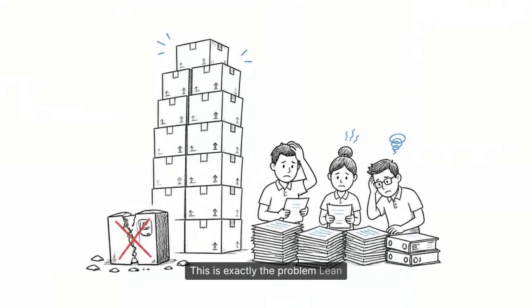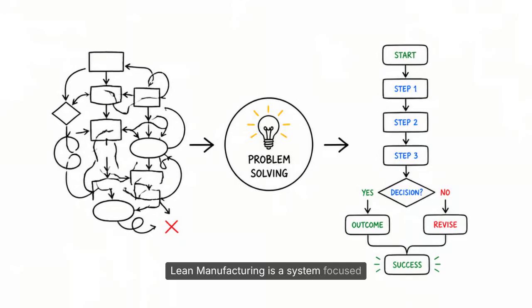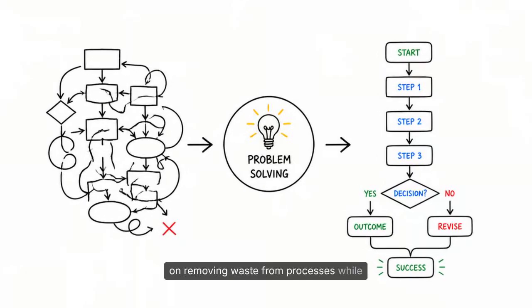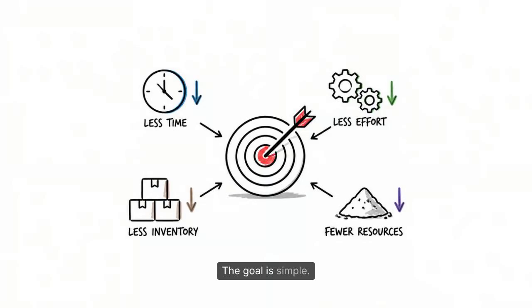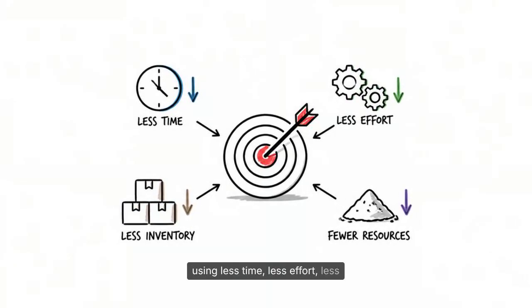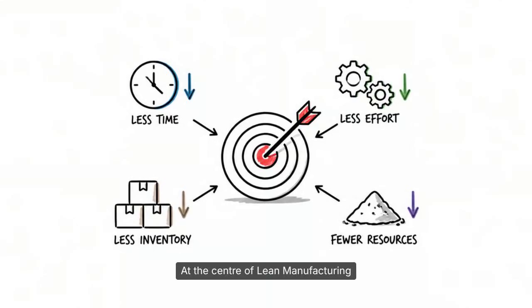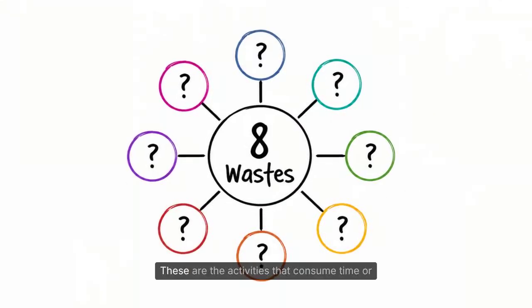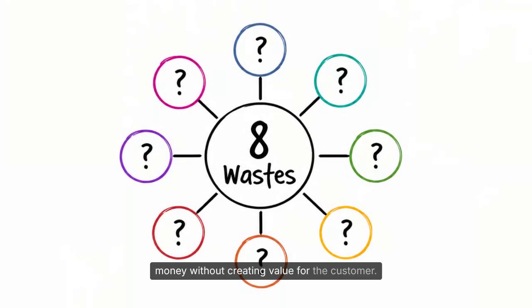This is exactly the problem lean manufacturing was designed to solve. Lean manufacturing is a system focused on removing waste from processes while improving flow, quality, and efficiency. The goal is simple: deliver more value to customers using less time, less effort, less inventory, and fewer resources. At the center of lean manufacturing are the 8 wastes. These are the activities that consume time or money without creating value for the customer.